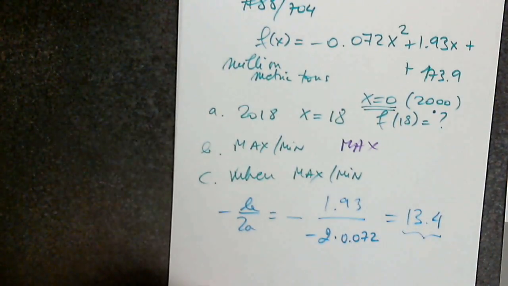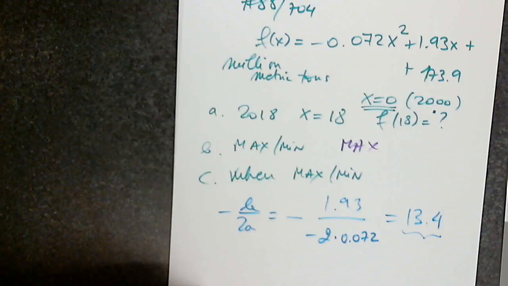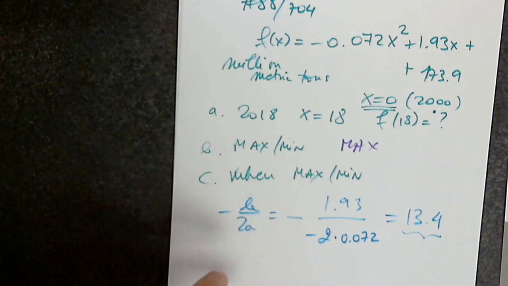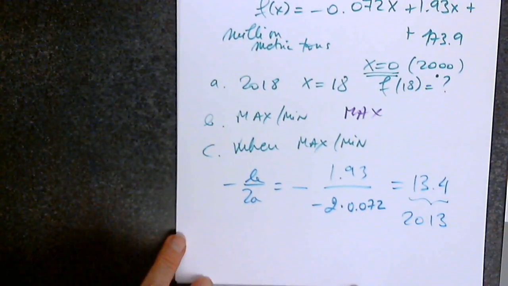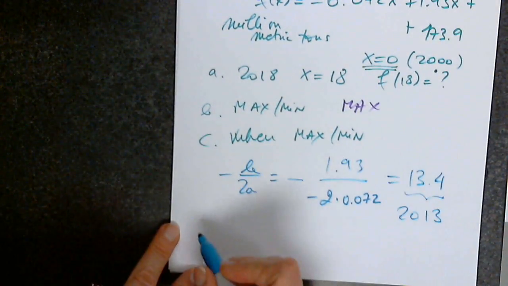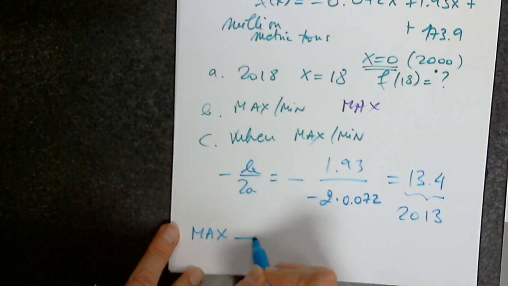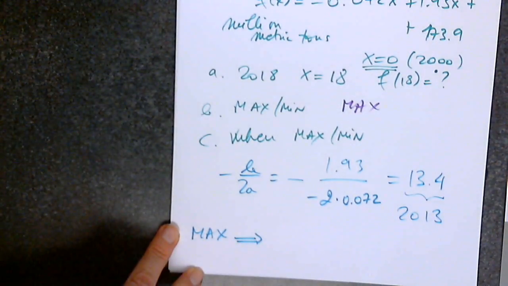13.4. What does 13.4 mean? Years after 2000. Exactly, awesome. 2013 will be the maximum. Fine. But now if I'm asking you to find the maximum, how will you find the maximum?